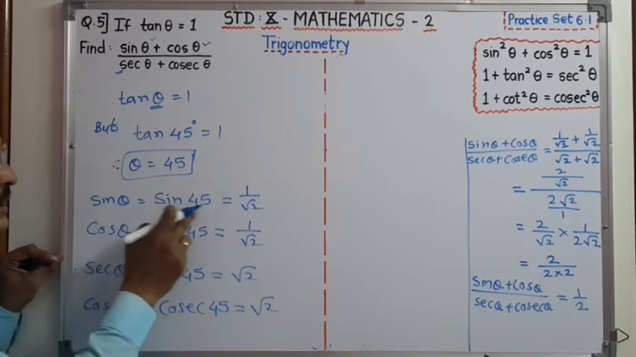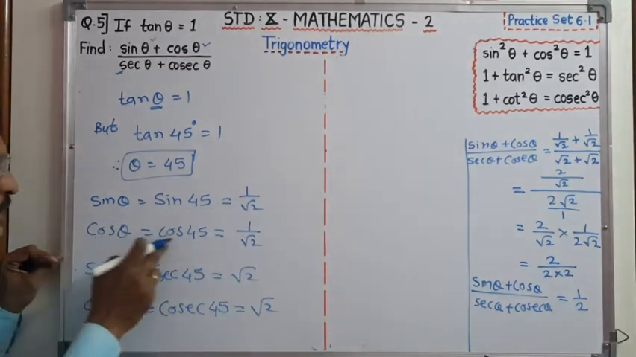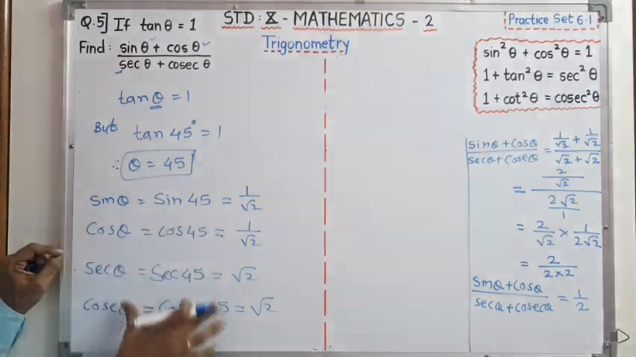That means sin theta is sin 45, and the value of sin 45 is 1 upon root 2. Cos theta is equal to cos 45, and the value of cos 45 is 1 upon root 2. Like this we get the values.